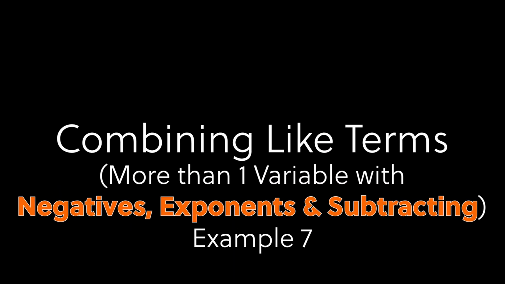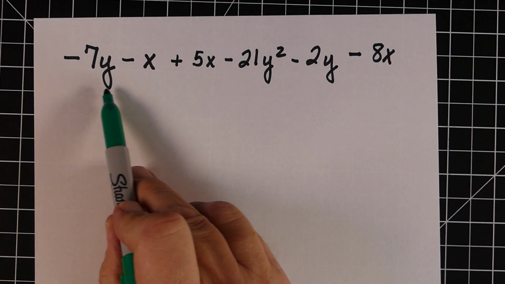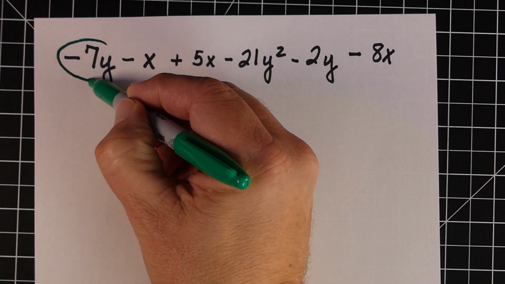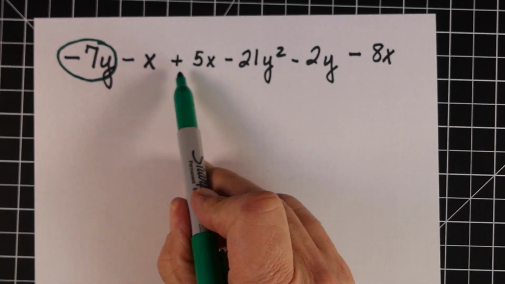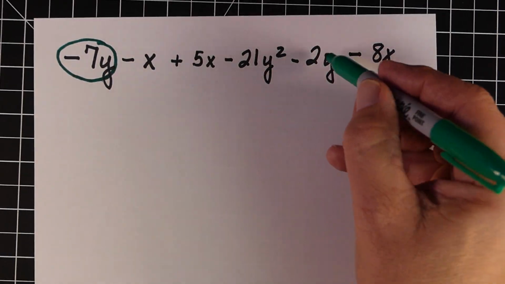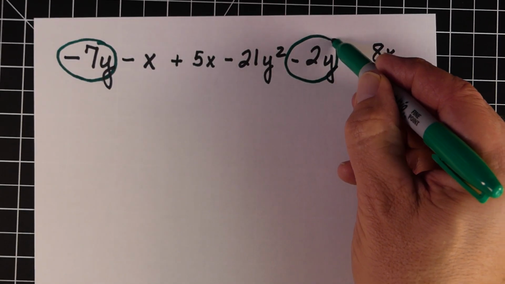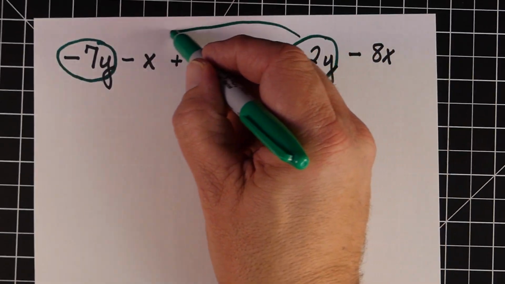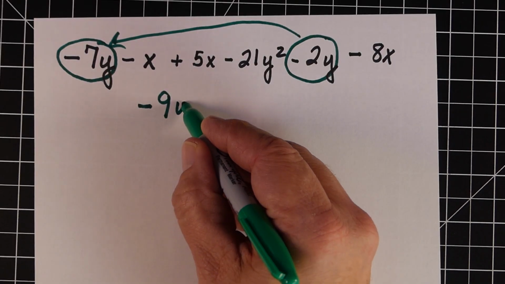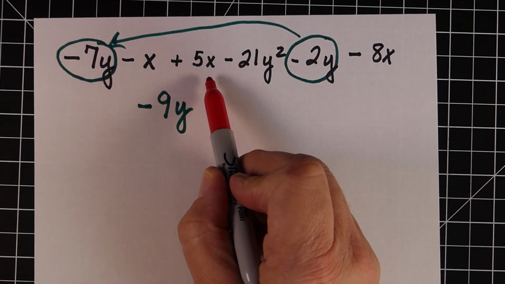All right, next. Here we're starting to get into negatives and exponents and subtracting the whole deal. So again, I like to start off with the first one. I have a negative 7y. So I want to look through here and see if there are any other terms that have just a y. So here we have one, minus 2y. So I have a negative 7 minus 2. Now when I do that, I actually get negative 9. So it's a negative 9y.